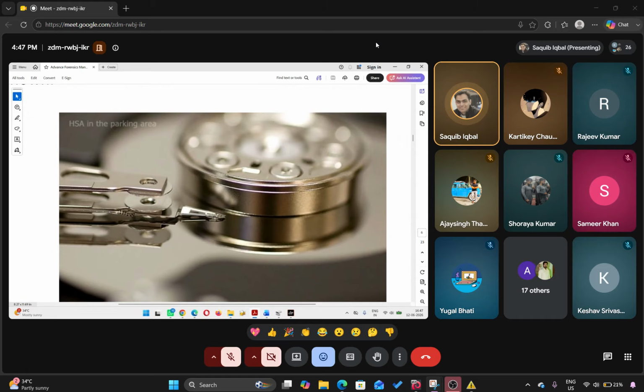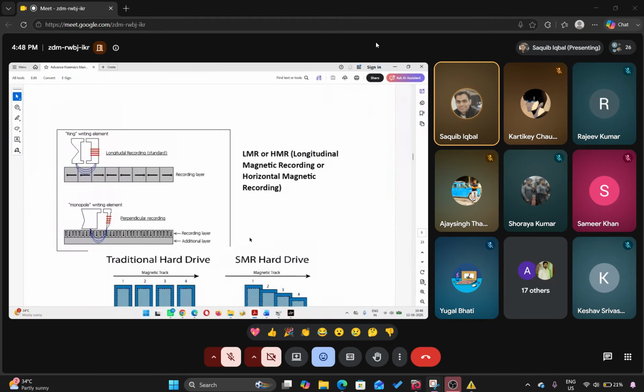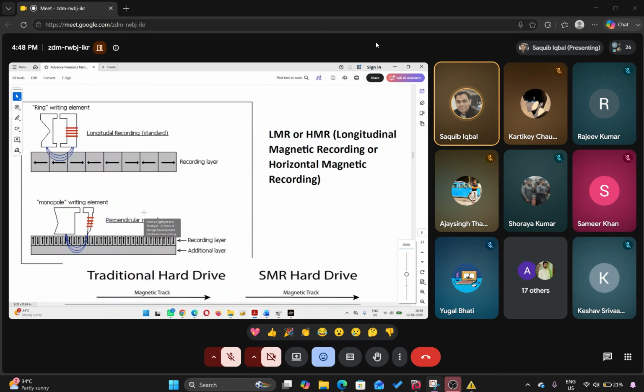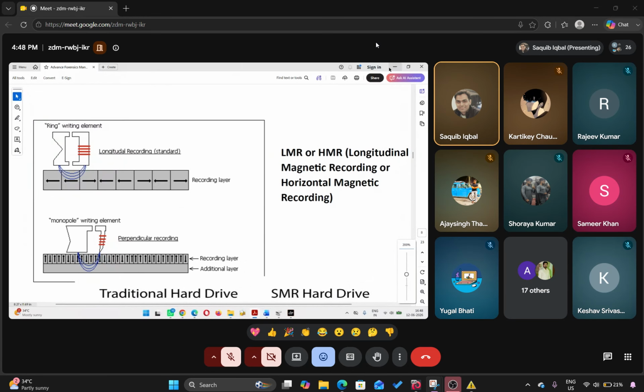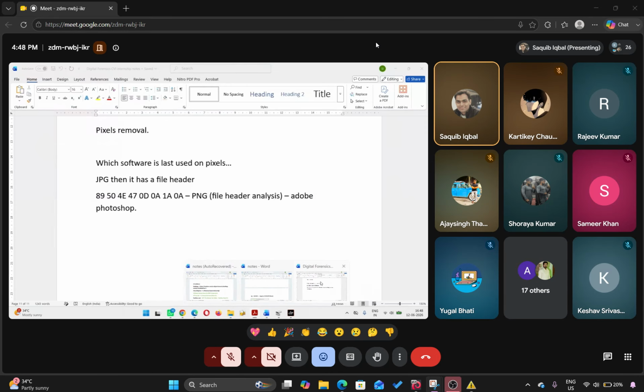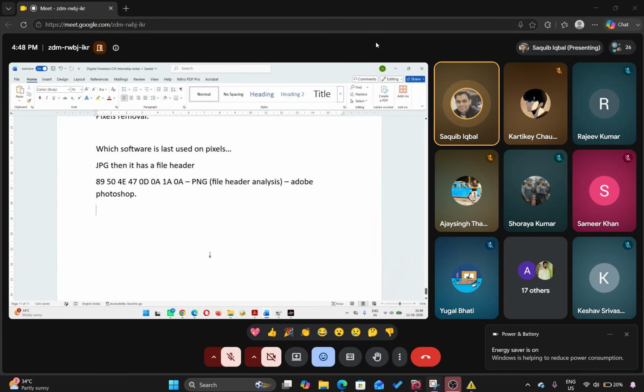So before going further, let me explain in what way the data is stored in your hard drive. This is again a very interesting thing. In which manner is data stored in a computer or storage device? Let's say hard drive.